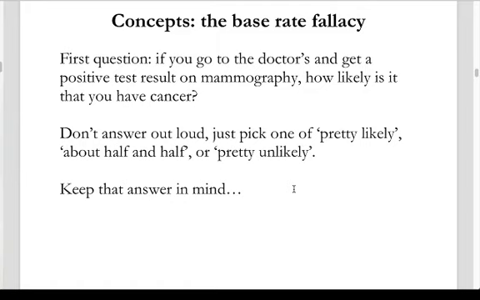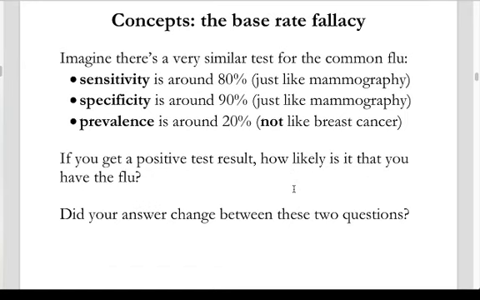And I'm going to ask you a similar question. But this one's about the flu. So let's imagine that there's a very similar test for the common flu. Just like the mammogram, the sensitivity is about 80%. So if you have the flu, there's an 80% chance that the test will get it. If you don't have the flu, the specificity is around 90%. So if you don't have it, then the test will 90% of the time correctly tell you that you don't have the flu. Unlike breast cancer, the prevalence of the flu is about 20% in the general population. So breast cancer was much lower. For the flu, it's much higher.